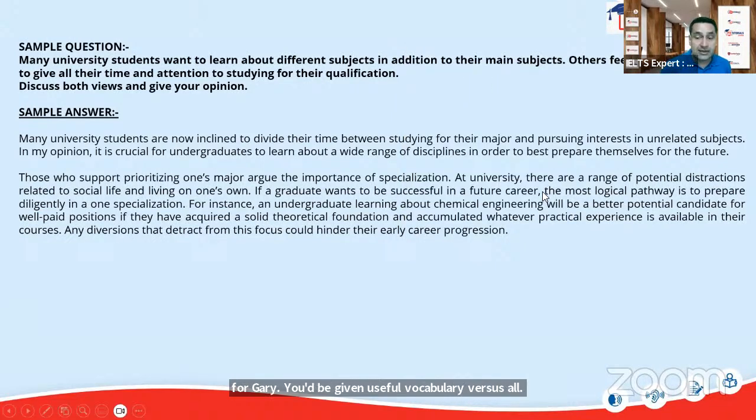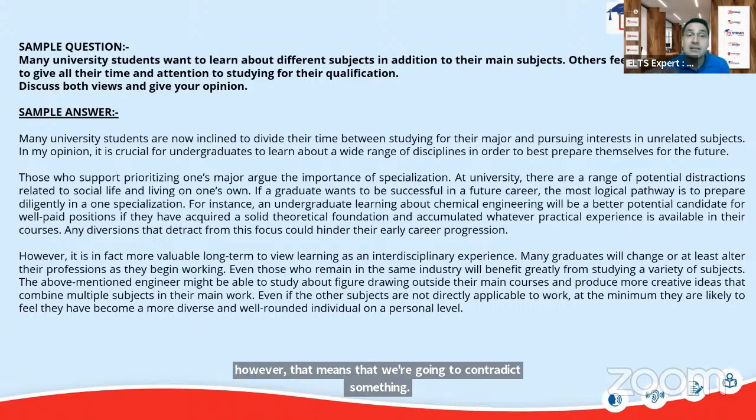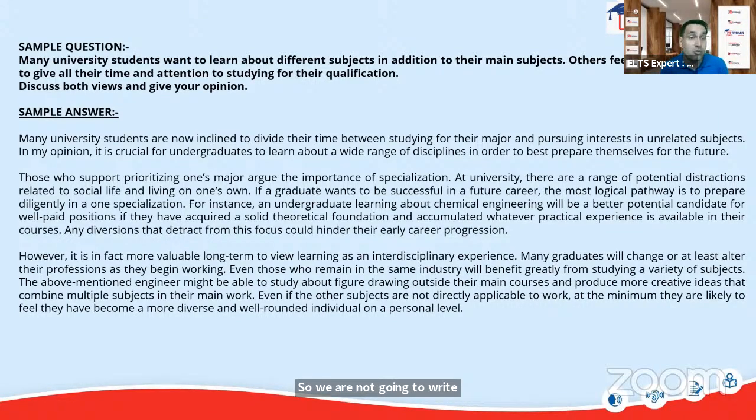Now we will be looking at view 2. So this would be our body paragraph 2, because we are going to contradict another viewpoint. So we're starting it with however. When we say however, that means we're going to contradict something. We are not going to write however if we are saying the same thing. Then it would be in addition to, furthermore, or moreover. So we are not going to use these linkers for the sake of it, because they look good. The appropriate information should follow.